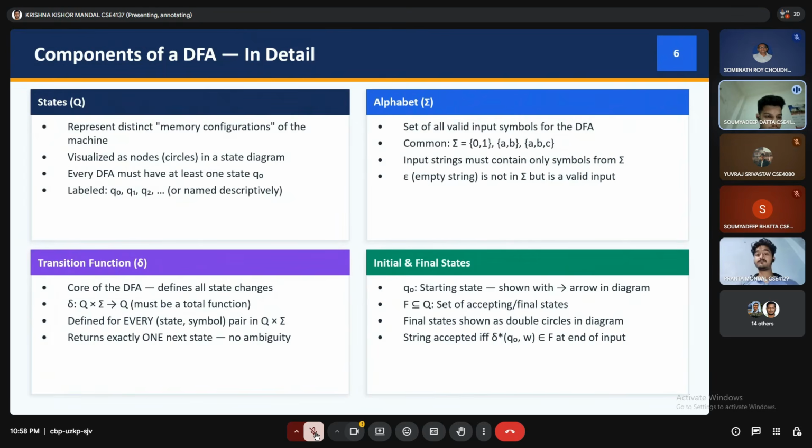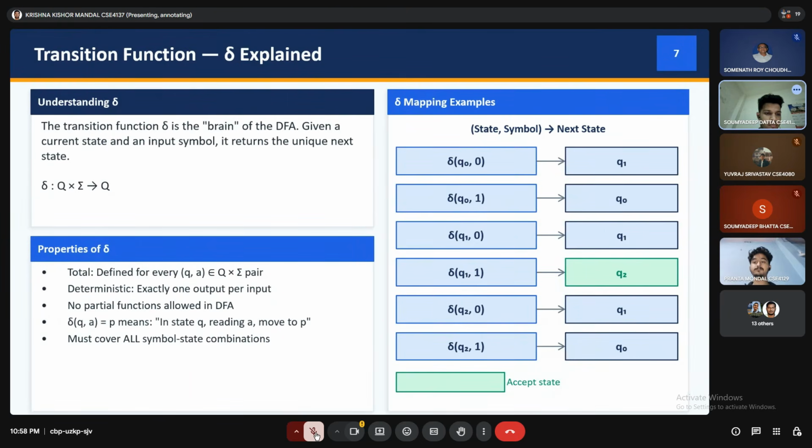Now let's look closer at these components. Q, the states, represents the memory configuration of the machine and is shown as a circle. The alphabet contains the valid symbols like 0 and 1. The transition function must be a total function, meaning it is defined for every possible combination of state and symbol. Finally, accepting states F are shown in double circles. Next slide, Krishna, please.